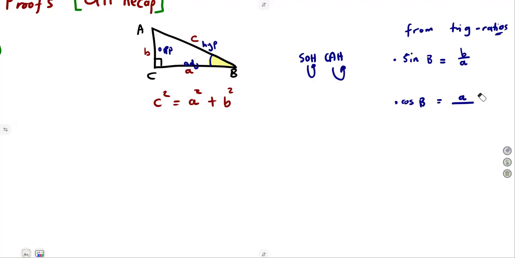Where am I getting opposite? B over C, opposite over hypotenuse. This one adjacent, which is A, the hypotenuse is C. So this is what you're going to have, representing the trig ratios of a sine and a cos.